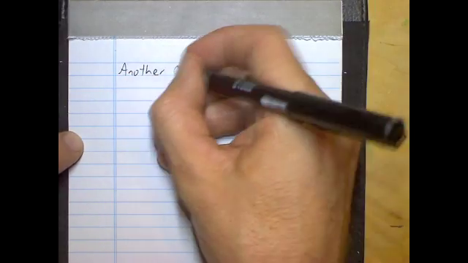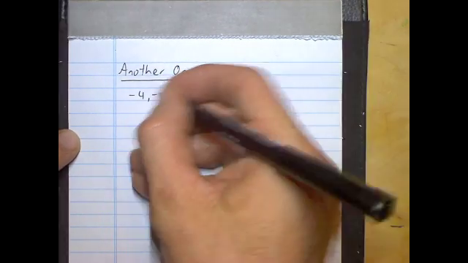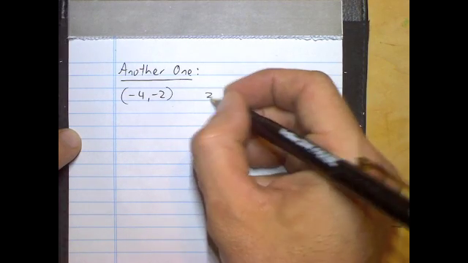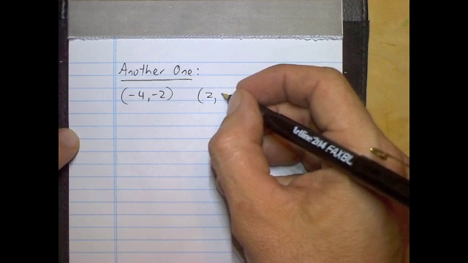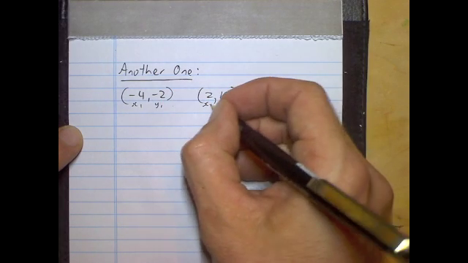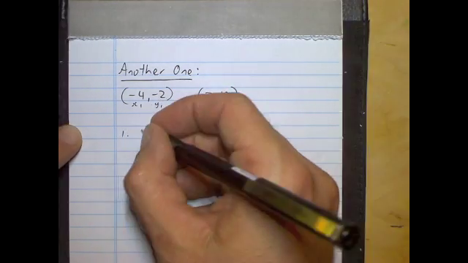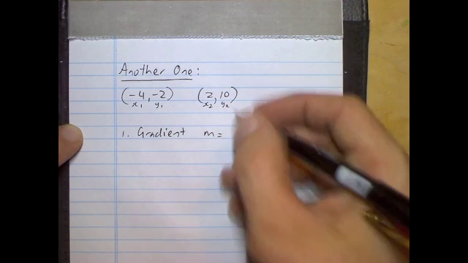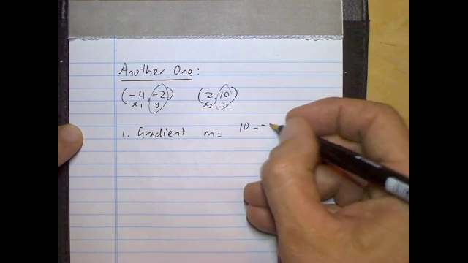Let's look at another example here. We'll make this one a little bit more difficult by putting some negative values in there. All right, (-4, -2), and then let's look at (2, 10). Label them x1, y1, x2, y2. There's our 2 points. Again, we need to find the gradient, so let's use our formula, y2 minus y1. So 10 subtract away -2.